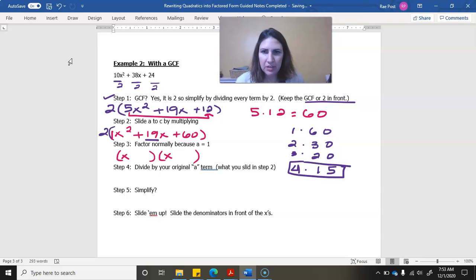All right, so that means what's going to go inside the parentheses is going to be the 4 and the 15. They're both positive numbers, so we don't have to worry about any negatives here. But don't forget to bring down that greatest common factor. Got to bring it all the way down. All right, that stuff's done.